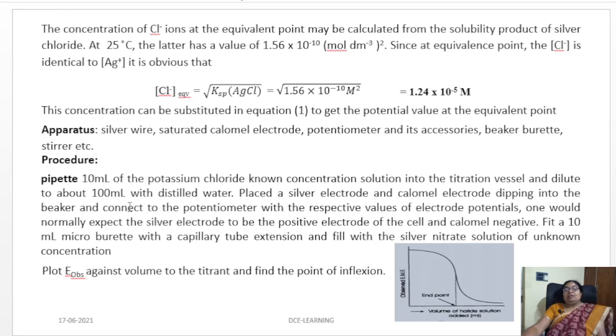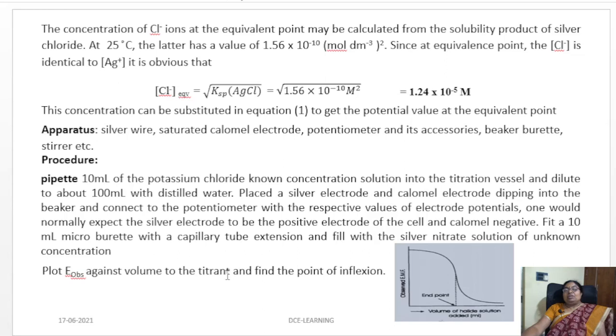Here you have to take 10 ml of potassium chloride solution of known concentration in the titration vessel and dilute to about 100 ml with distilled water. Place a silver electrode and a calomel electrode dipping into the beaker and connect to the potentiometer with the respective electrode polarity. One would normally expect the silver electrode to be the positive electrode of the cell, and the calomel the negative. Fit a 10 ml microburette with a capillary tube extension and fill it with silver nitrate solution of unknown concentration.